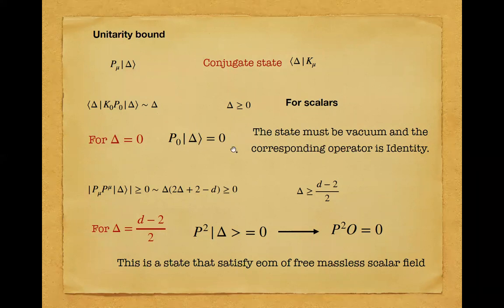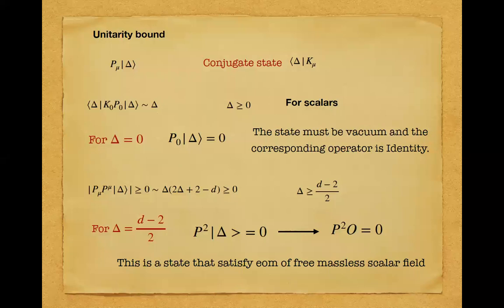So what is that state? That state is simply the vacuum, right? Therefore, when delta is equal to 0, that basically corresponds to the vacuum state, and by the state operator mapping, this will correspond to the identity operator of your theory.